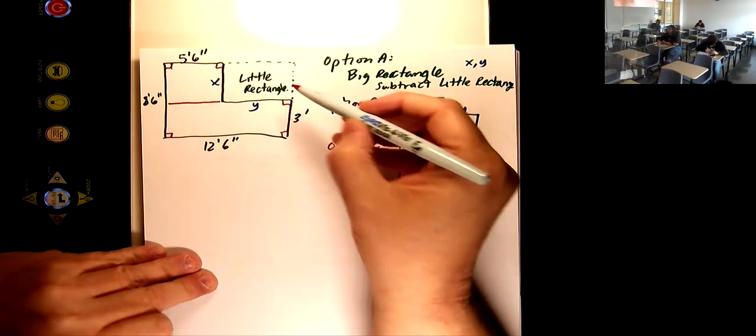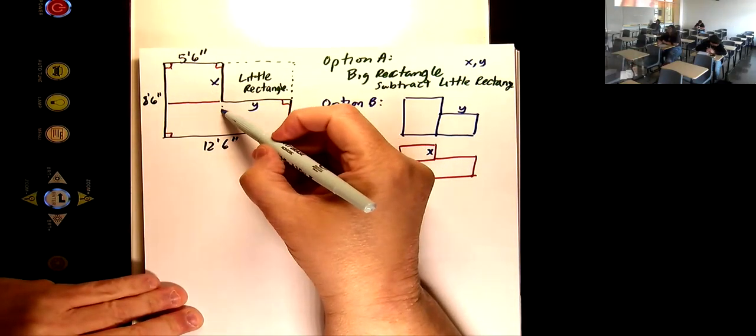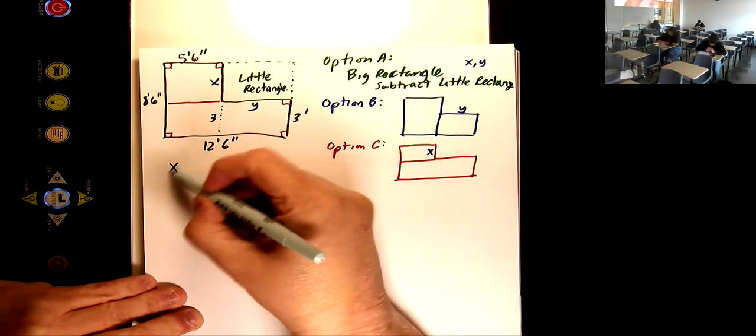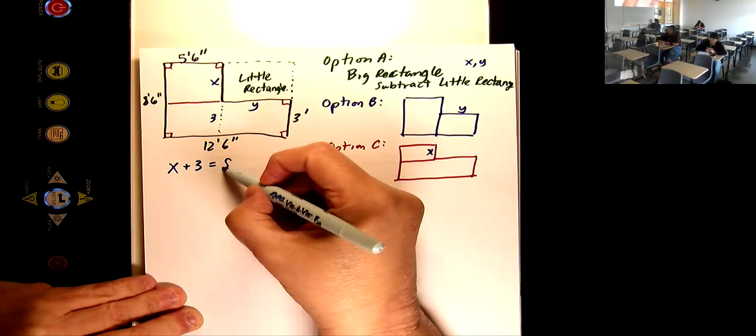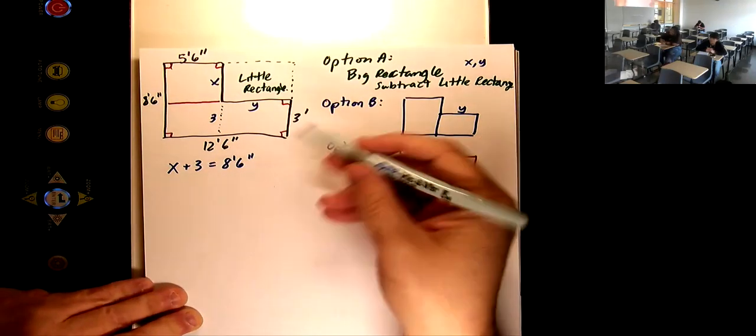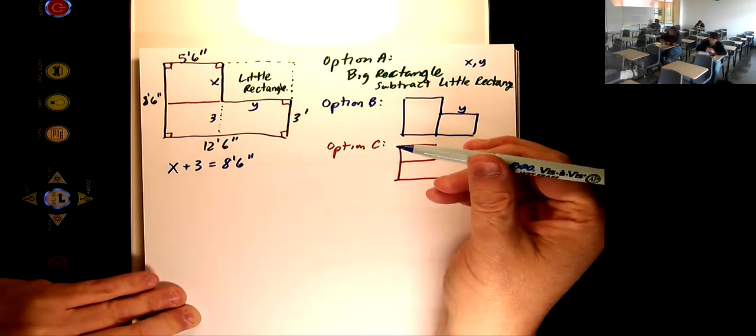I know this whole thing, this X plus this 3. That would be 3 right there. The X plus the 3 has to equal the 8 feet 6 inches. And 6 inches, how much of that is that of a foot? In decimal form.